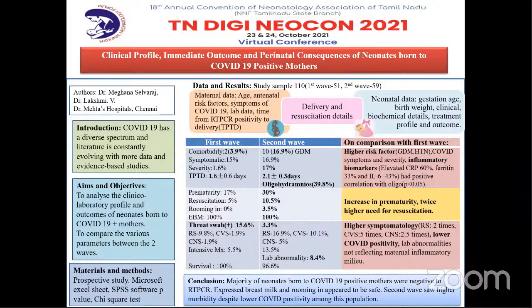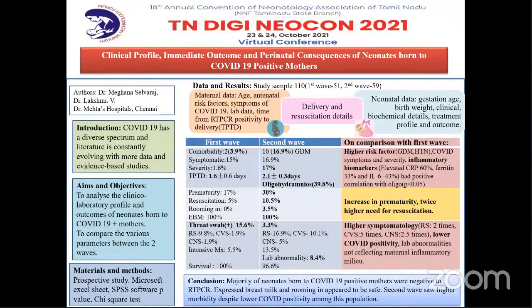We also found that there was a twice higher need of resuscitation in the second wave. Regarding rooming in or isolation at NICU, the parents were counseled and 100% of them opted for isolation at NICU in the first wave, whereas 3.5% opted for rooming in the second wave. All the babies in both the waves were given expressed breast milk. Throat swab evaluation was done for the babies at 48 hours of life and subsequently on day 7, 14 or 28 based on the clinical symptomatology of the child.